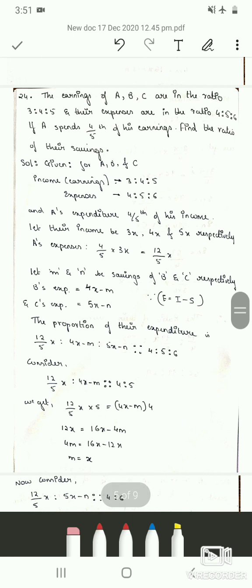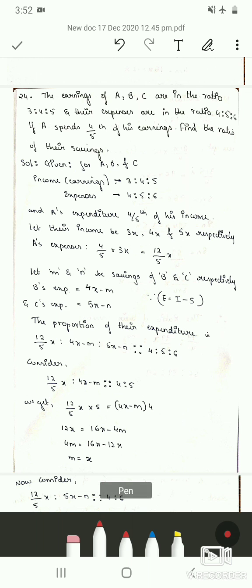The 24th problem is, the earnings of A, B, C are in the ratio 3:4:5, and their expenses are in the ratio 4:5:6. If A spends 4/5 of his earnings, then find the ratio of their savings. So in this question, instead of the saving, they have given the expenditure of A on his income. That is, A's expenditure is 4/5 of his earnings.